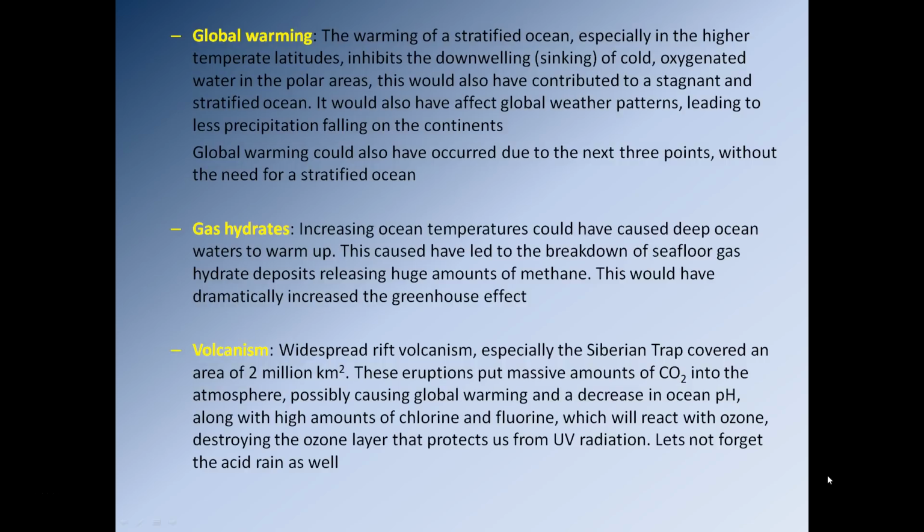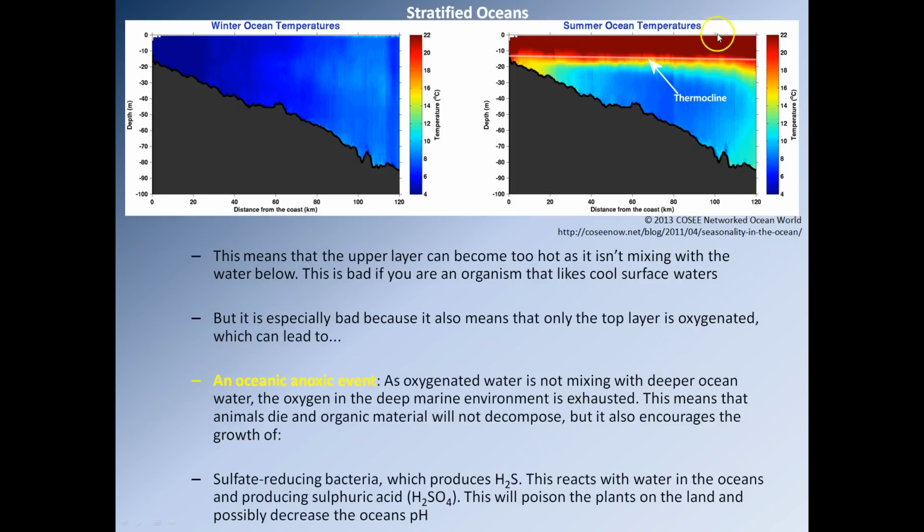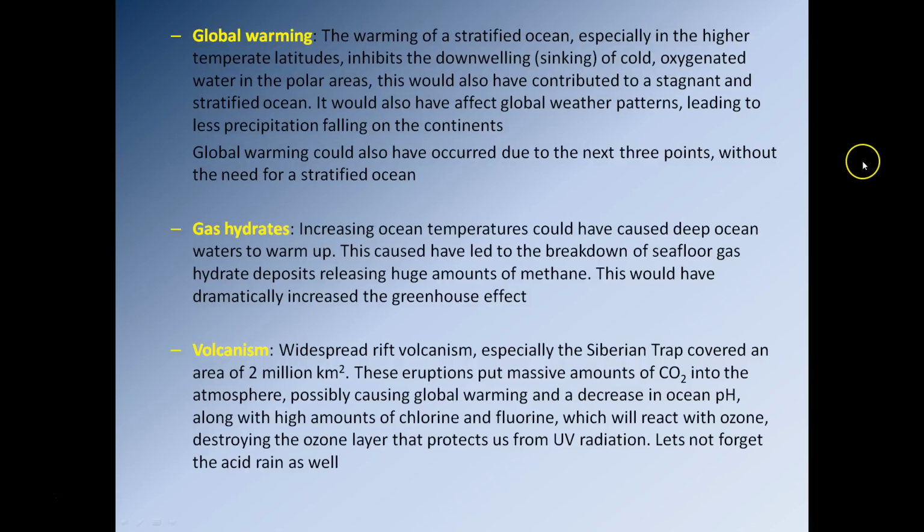So, what else? Well, we've already touched on global warming. The formation of a stratified ocean is made easier, essentially, if we have a warm global climate, because that means this layer of water right at the top of the oceans becomes very, very hot, therefore much, much more buoyant, and therefore it's less likely to want to sink and mix with the colder water below. So, if we have global warming during this period, that could possibly explain why we have this stratified ocean happening.